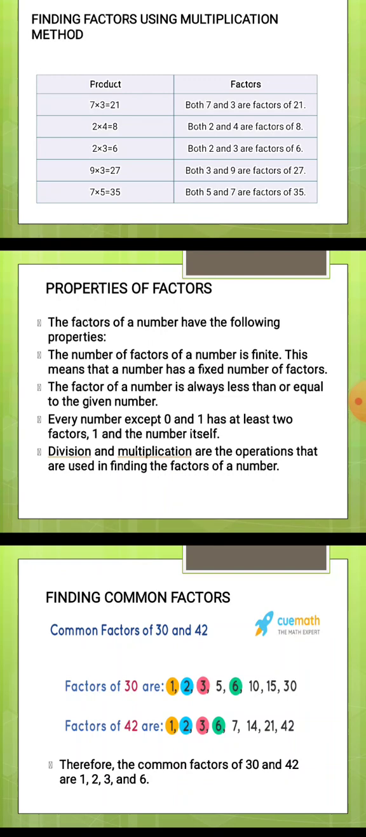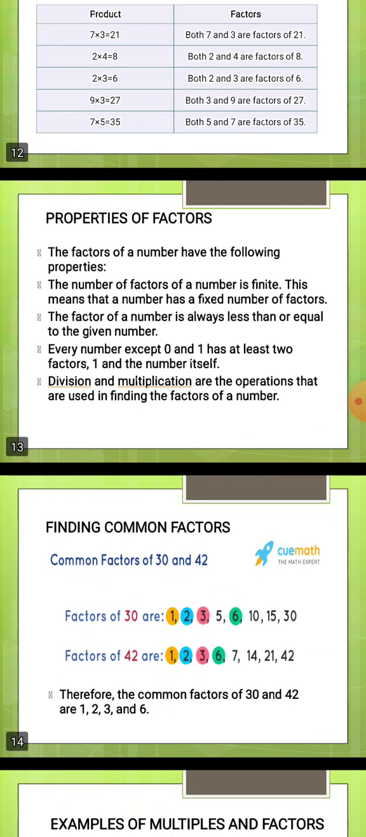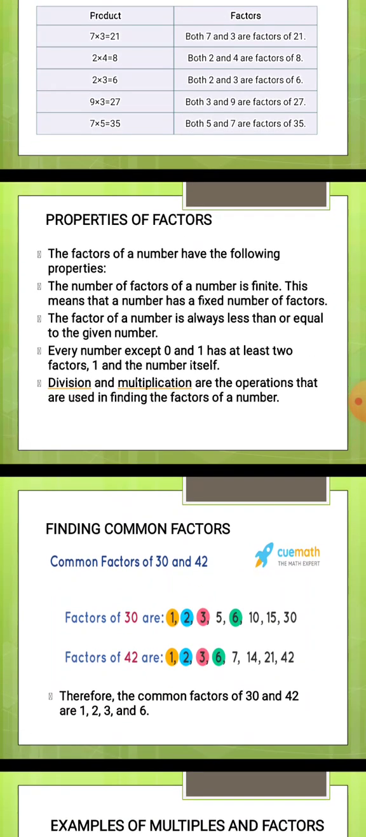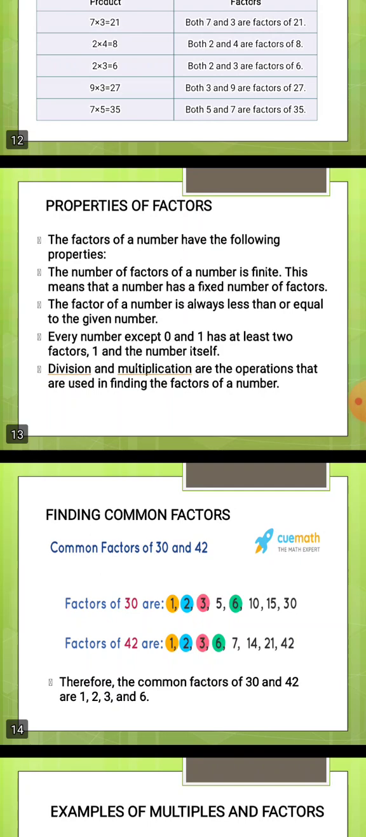9 into 3 is equal to 27. So both 3 and 9 are the factors of 27. 7 into 5 is equal to 35. Here 5 and 7 are the factors of 35. So I hope it's clear to you. To find the factors, to find the multiples, you can apply both the methods, division method and multiplication method. Whichever method you find easier, you can use that method.